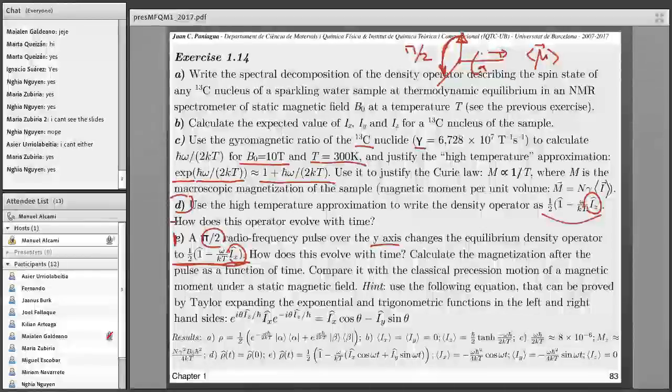Well, so we have given a pulse, and then we have the density operator. The new density operator is this one. How does this evolve with time? We're going to see that this no longer corresponds to an equilibrium situation. And then we will calculate again the magnetic components, the angular momentum components around the axis, to see what happens after the pulse. Okay?